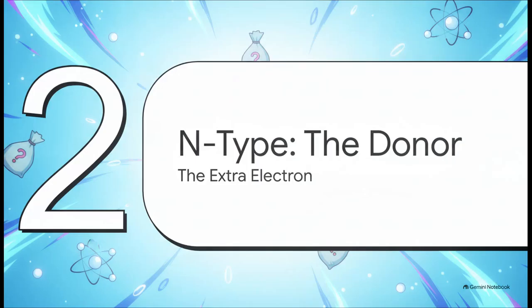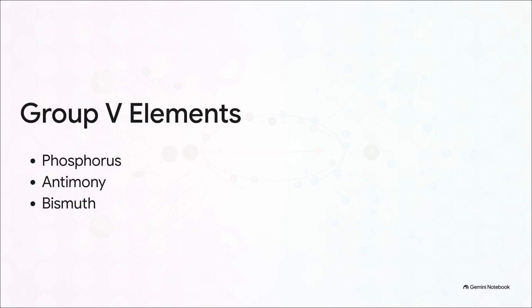All right, now for the flip side, N-type, the donor. Let's look at the power of the extra electron. To make an N-type material, we form it by doping the pure silicon crystal with pentavalent elements. These are group 5 elements from the periodic table, such as phosphorus, antimony, or bismuth. Remember how trivalent meant 3? Well, pentavalent means these atoms bring 5 electrons to the party.